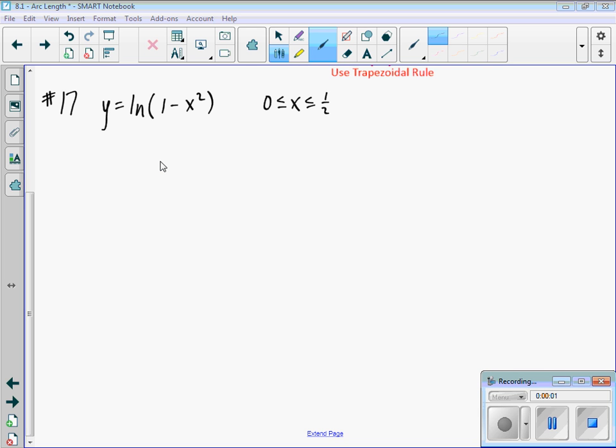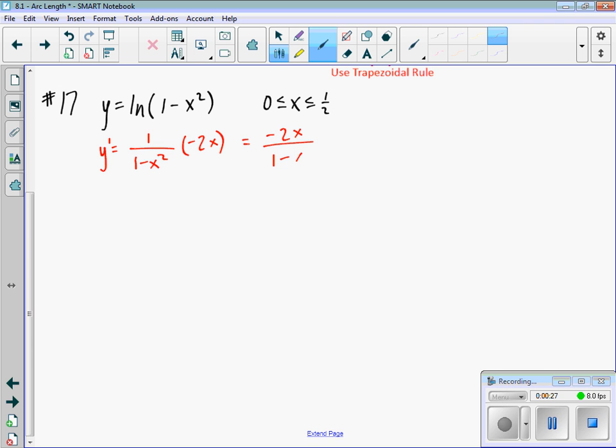Okay, so if we're going to do number 17 here, we're just trying to find the exact length of the curve. So we want to do our derivative and then plug it into our formula. So the derivative of natural log of something is 1 over that something, and then what do I still have to do? And then times by the derivative of that inside, it should be negative 2x, so I'm just going to write it as negative 2x over 1 minus x squared.